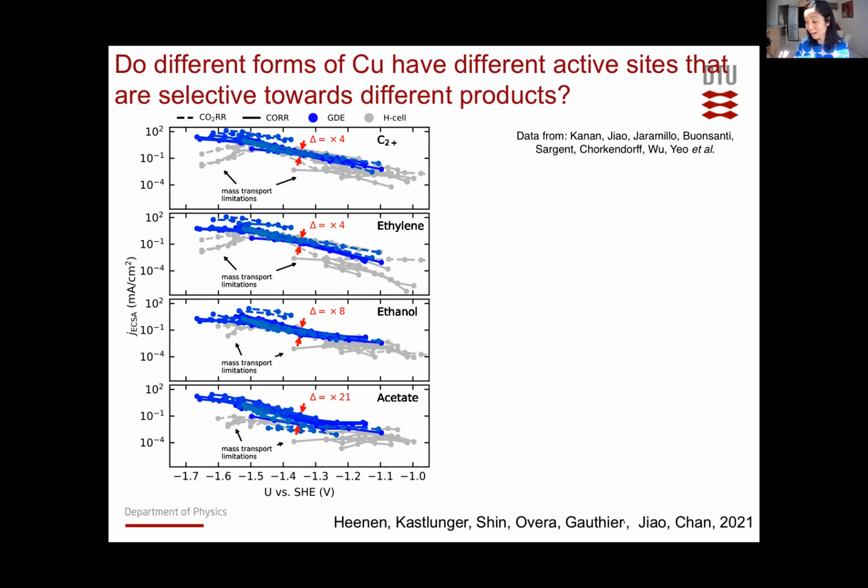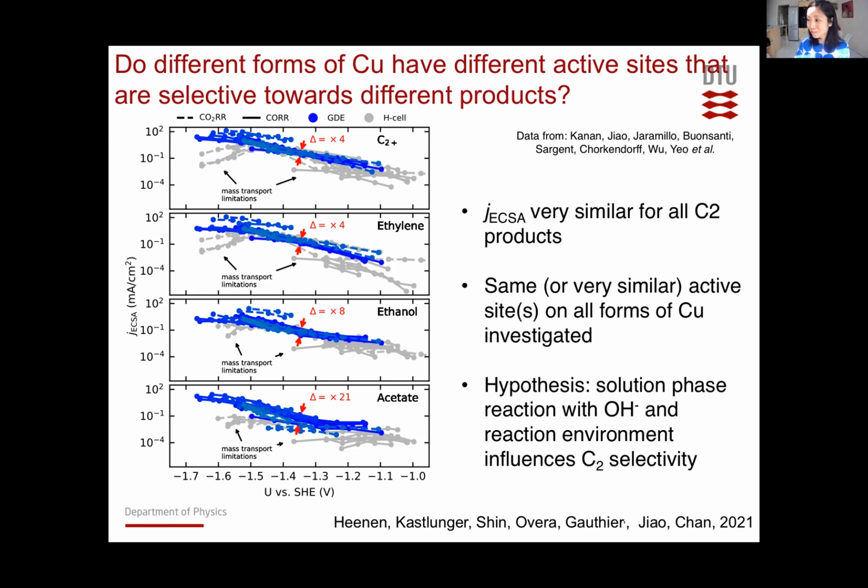Because in general, when you change an active site, you change the activity by orders of magnitude. And so we simply don't see that. In the case of acetates, we get a slightly larger spread. But really, when we change active sites, we expect orders of magnitude shifts in the area normalized activities. And so our hypothesis here is that we have a solution phase reaction involving OH- and its changes in the reaction environment that influences the activity towards C2s.